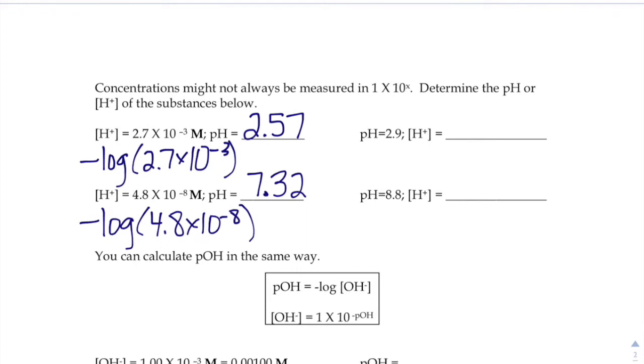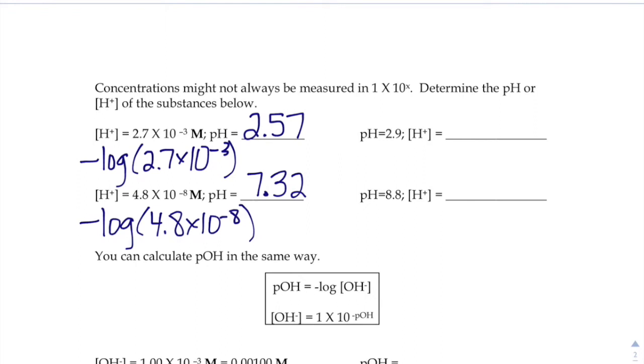For this one, you would type in the number first. So you're going to type in the 4.8, exponent, negative 8, and then hit the log button. Okay, number first, then log on that calculator. Are we okay? Everyone's had a little chance to practice?